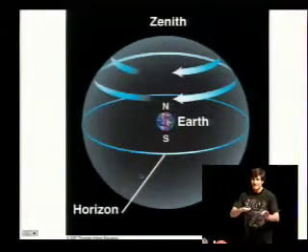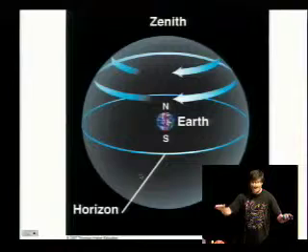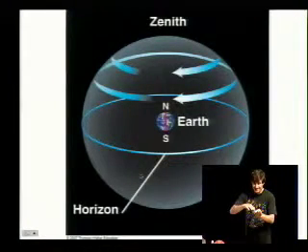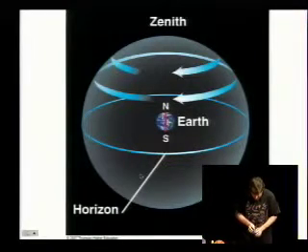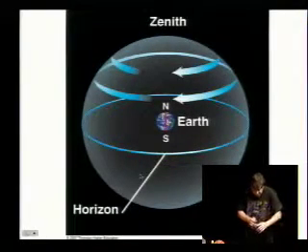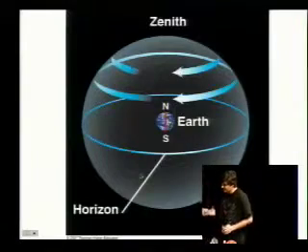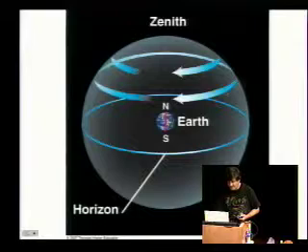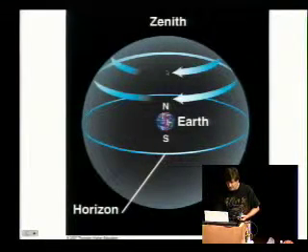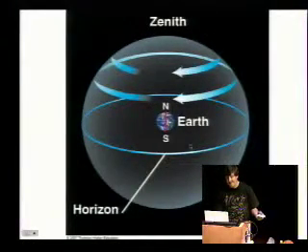Do stars ever rise or set as viewed from the North Pole or the South Pole? No, I see a lot of people shaking their heads. No, they don't, because you're just turning with the Earth right smack coincident with the axis of rotation. So the stars look like they undergo circles that are parallel to the horizon, but your horizon never changes.